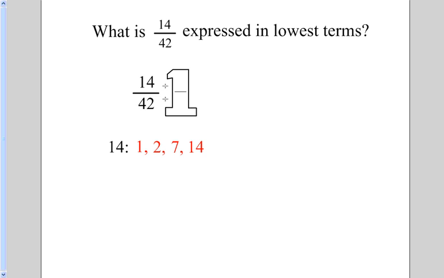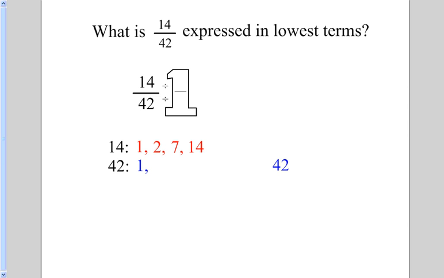And these are the factors for 14: 1, 2, 7, and 14. 14 is not divisible by 3 or 4 or 5 or 6, 8, 9, etc. So 1, 2, 7, and 14 are the factors for 14. And let's look at 42. 42 has a few more factors. It has 1 and 42, 1 and the number itself.